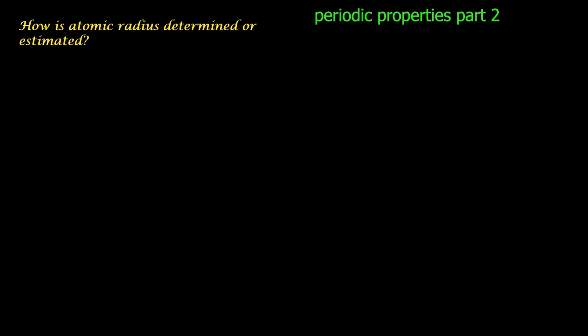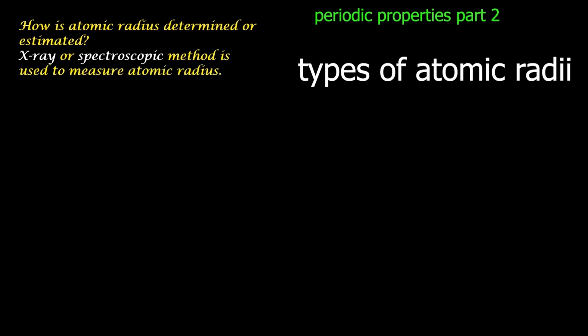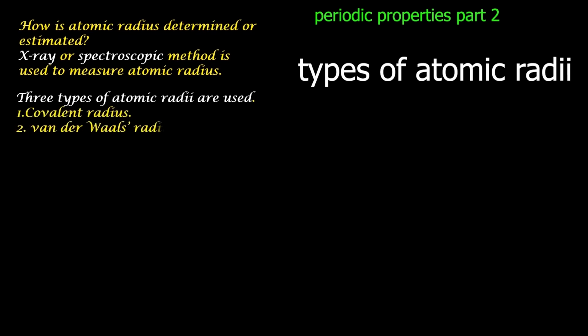This is part 2 of periodic properties, types of atomic radii. In the previous video, we have seen that it is very difficult to estimate the atomic radius, and scientists have their own techniques to estimate the same. They resort to X-ray and spectroscopic methods. Three types of atomic radii are used. First one, covalent radius. Second one, van der Waals radius. And third one, metallic radius.